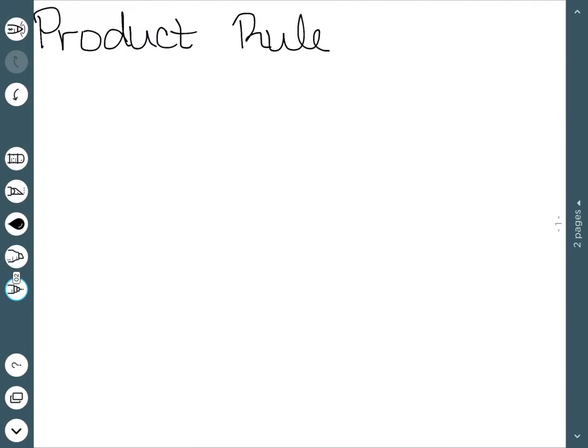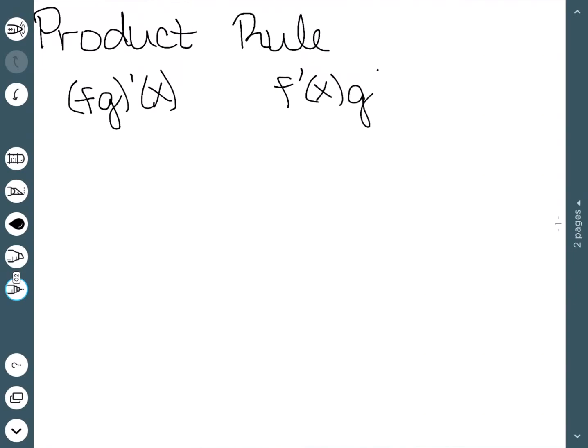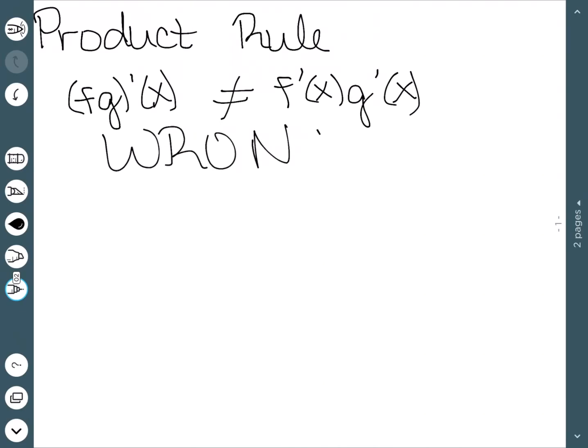Here we'll talk about how to take the derivative of a product of functions. So we have something like f times g prime. And our instinct may be to take the derivative of each and multiply them, but that's actually very wrong. That's not what we're going to do.